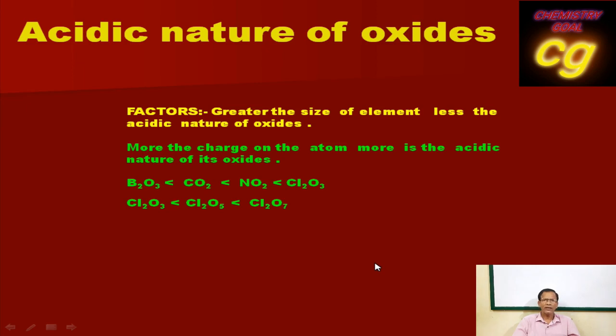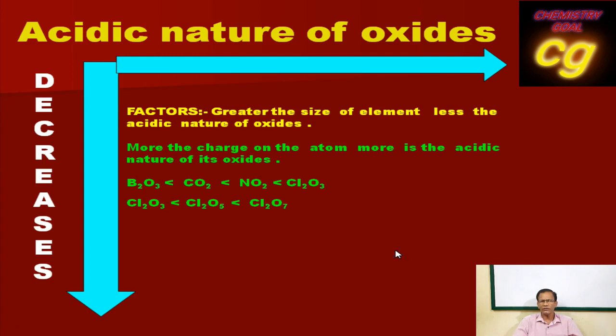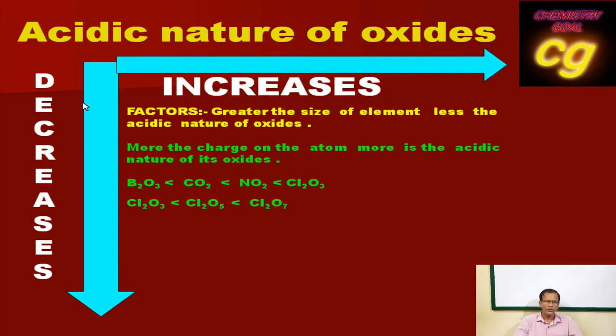Okay. Then next is the acidic nature of oxides. Just the opposite. What is acidic character? As the size increases, the acidic nature decreases. Here from top to bottom size increases, that's why the acidic nature of oxides generally decreases. But from left to right as size decreases, acidic character increases.